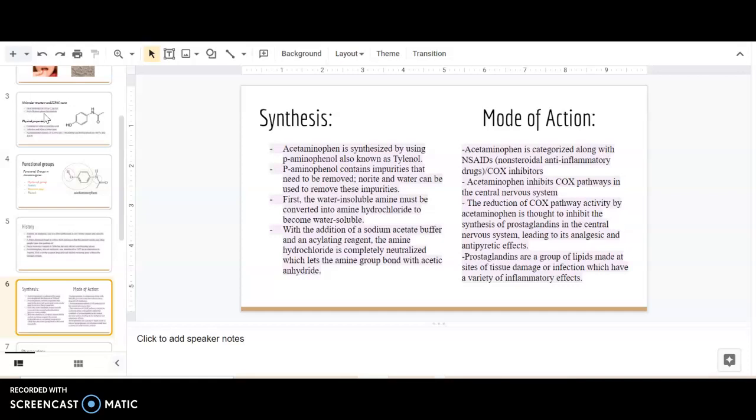Mode of action. Acetaminophen is categorized along with nonsteroidal anti-inflammatory drugs, or COX inhibitors. Acetaminophen inhibits COX pathways in the central nervous system. The reduction of COX pathway activity by acetaminophen is thought to inhibit the synthesis of prostaglandins in the central nervous system, leading to its analgesic and antipyretic effects. Prostaglandins are a group of lipids made at the sites of tissue damage or infection, which have a variety of inflammatory effects.